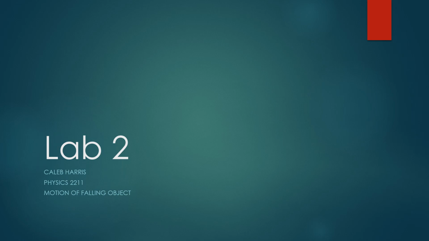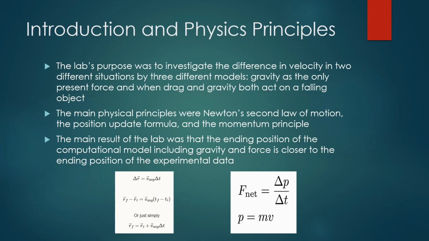My name is Caleb Harris, and this is my report for Lab 2 for Physics 2211, Motion of a Falling Object. The purpose of the falling motion lab was to compare real-world falling motion to two computational models, one including only gravity and one including gravity and drag.